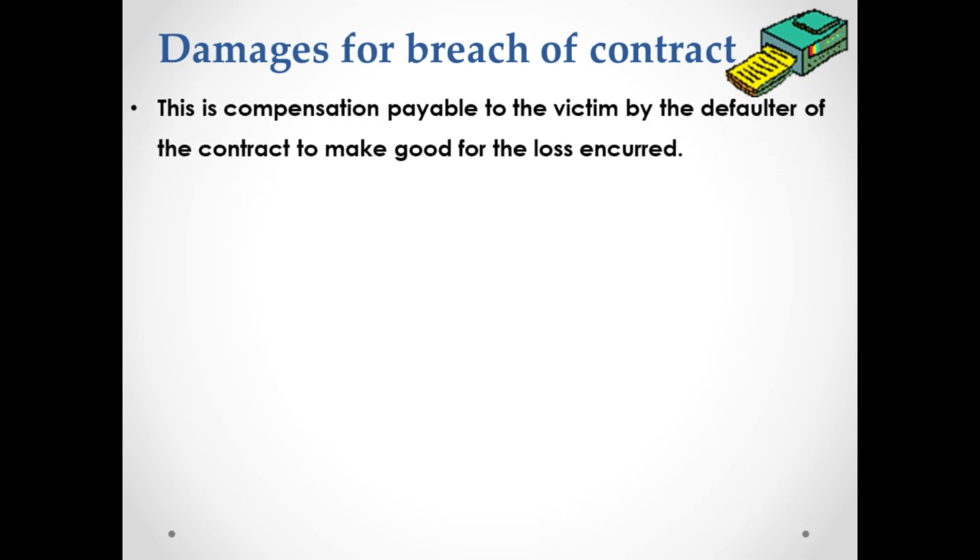The next remedy is damages. This is the compensation payable to the victim by the defaulter of the contract to make good for the loss incurred by the breach.